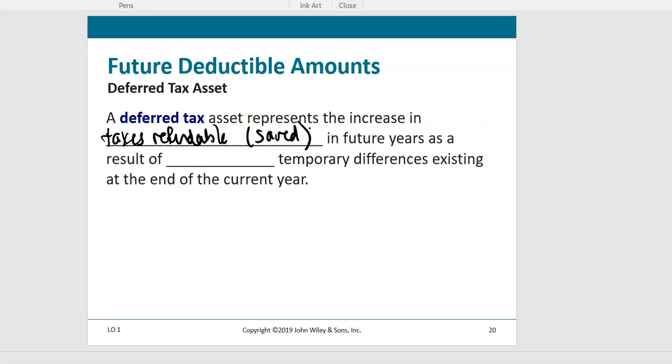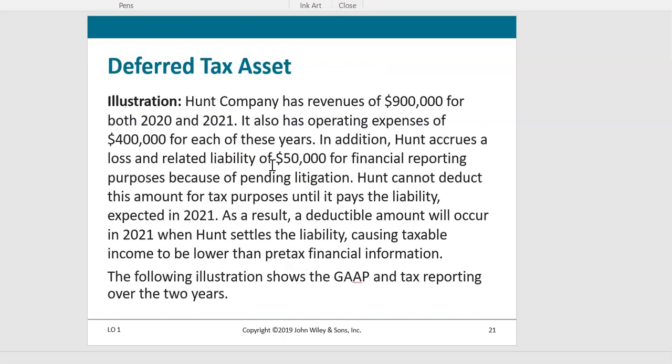in future years as a result of deductible temporary differences existing at the end of the current year. Let's take a look at an example. Hunt Company has revenues of $900,000 for both 2020 and 2021. It also has operating expenses of $400,000 for each of these years. The company also accrues a loss and a related liability of $50,000 for financial reporting purposes because of pending litigation.